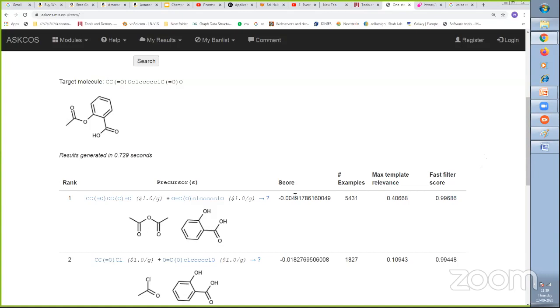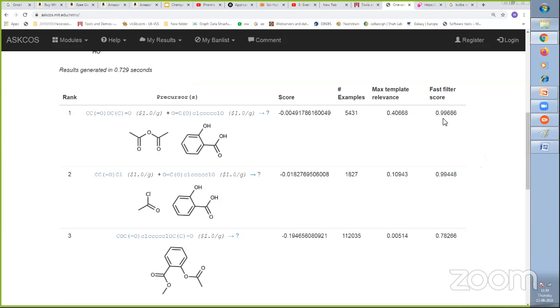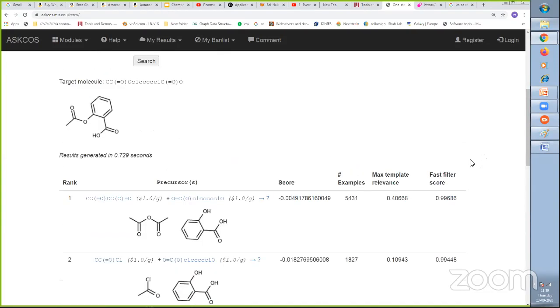Is there any range for filter score, sir? Somebody is asking. Yeah, the fast filter score is a relative score. So compared to the other options, for example, this is the best one. Understood? So it's a relative score, the fast filter score.